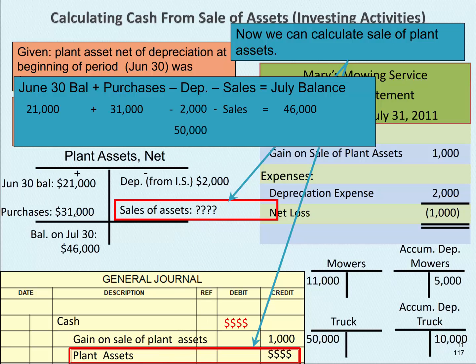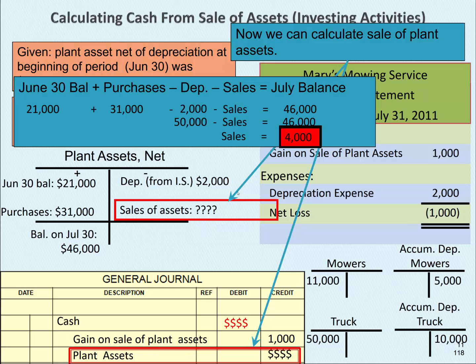So doing some simple algebra, $50,000 minus sales equals $46,000. That means our sales were 4,000. Now just to double check your math, you should always plug that in here and see if that makes sense. 21 plus 31 is 52. Minus 2,000 minus 4,000 gives us 46,000. So that makes sense.